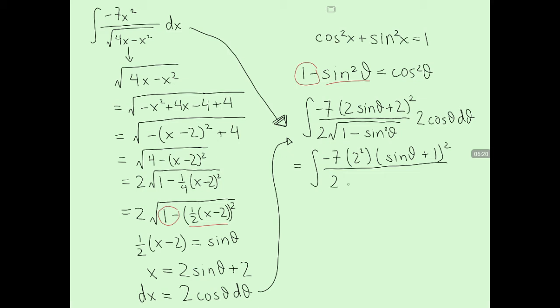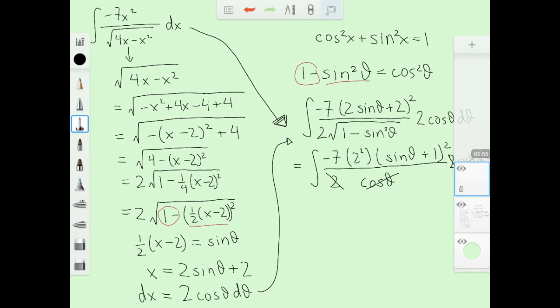And that's all over 2 times, so the square root of 1 minus sine squared theta is just the square root of cosine squared theta, which is just cosine theta. So this is cosine theta. And our d theta over here, we have a 2 cosine theta d theta. So these 2 cosines cancel out, these 2 2's cancel out, and we have this nice expression over here.